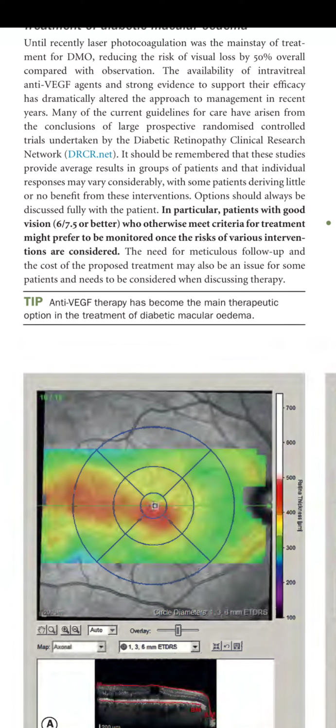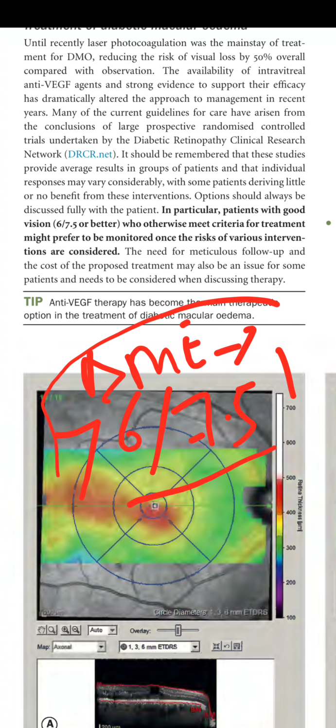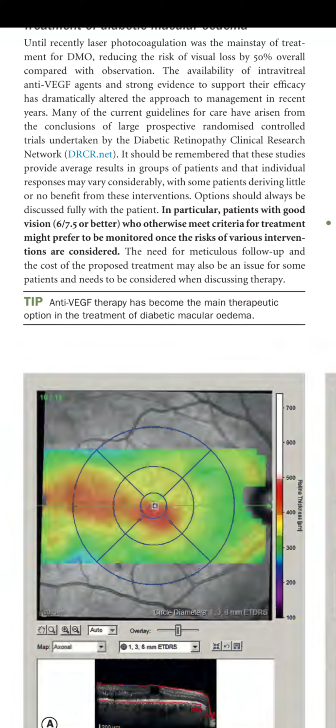In particular, patients with good vision, 6/7.5 or better, who otherwise meet the criteria for treatment might prefer to be monitored once the risks of various interventions are considered. So if the patient has diabetic macular edema and is indicated for treatment, but his vision is good, like 6/7.5 or better, one can discuss the treatment and its risks with the patient. The need for meticulous follow-up and the cost of proposed treatment may also be an issue for some patients and need to be considered when discussing therapy.